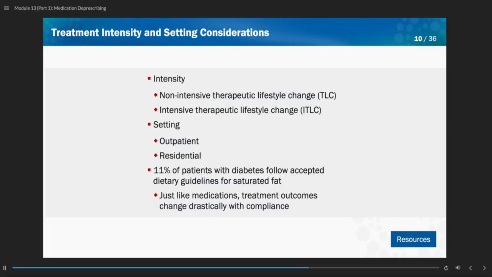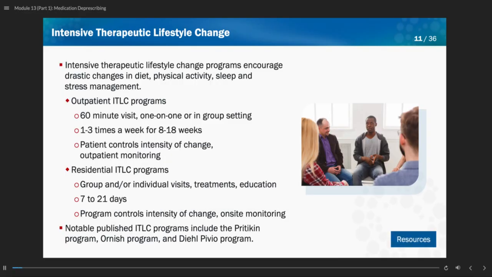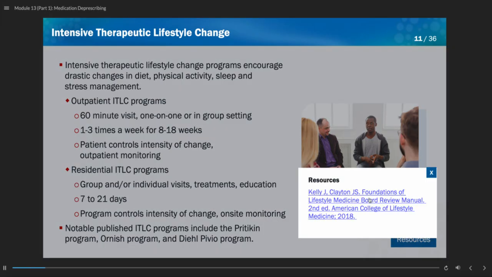Referring back to deprescribing, the reason why we sometimes have to do this prophylactically is because most patients are so non-adherent with the current recommendations for diet, even those from the American Diabetes Association. In fact, only 11% of patients are following the recommendations on saturated fat. So when we switch patients to a whole food plant-based diet, it's like they're getting the medication their body needs for the first time.